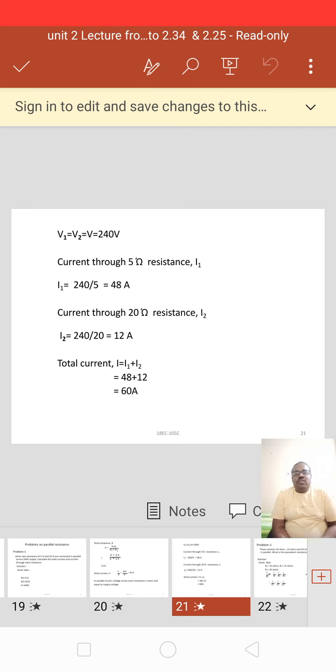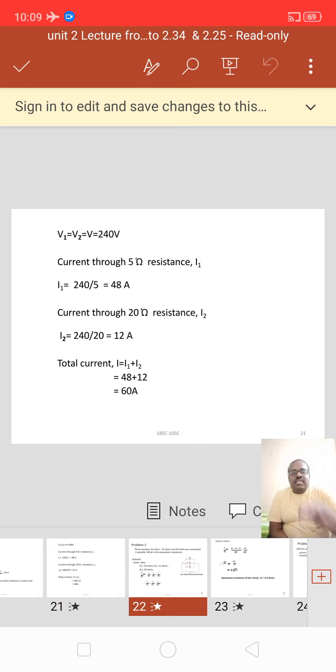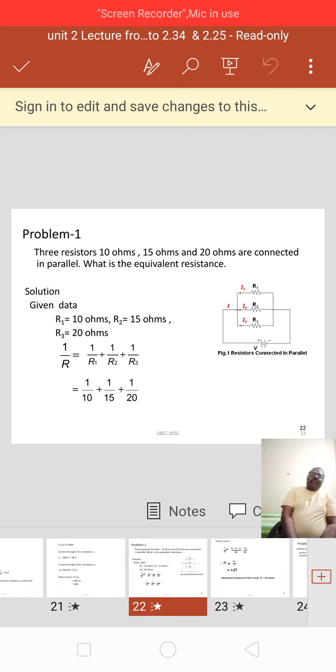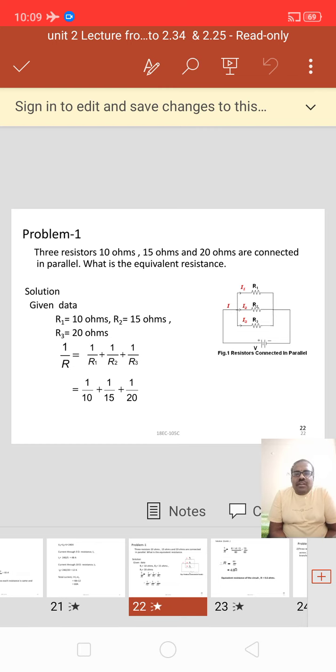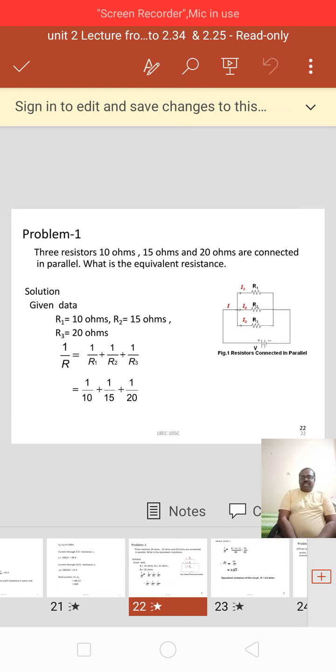Okay. It is the problem on parallel resistance. Here another problem is given: three resistors 10 ohms, 15 ohms and 20 ohms are connected in parallel. What is the equivalent resistance? In previous problems we have discussed when two resistors are connected in series and two resistors are connected in parallel. In this problem it is given that three resistors are connected in parallel. So find out the value of equivalent resistance only.